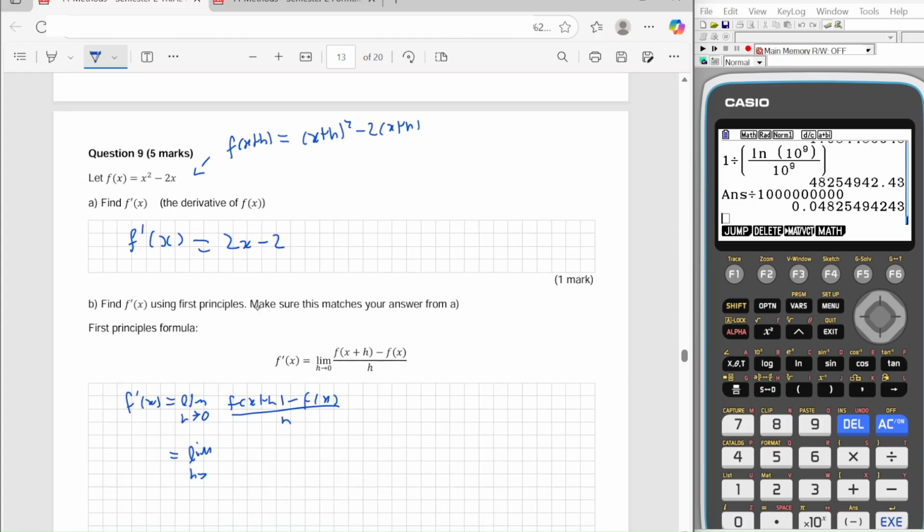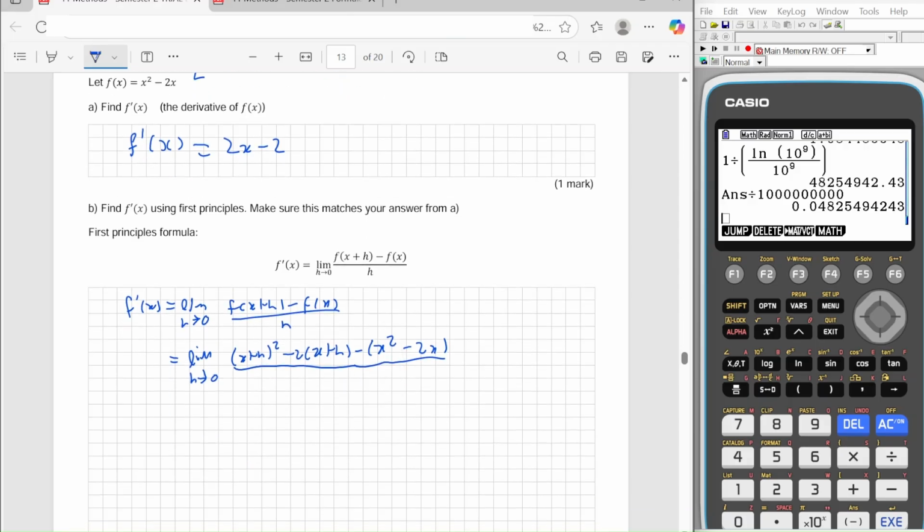So we're going to go limit as h goes to 0. x plus h squared, take 2 lots of x plus h, take x squared, take 2x. So take f of x itself. Make sure you do that last take in brackets. It's very easy to miss that minus sign accidentally. Limit as h goes to 0, so we're going to expand out the top. So that would be x squared plus 2xh plus h squared, take 2x, take 2h, take x squared plus 2x, just like that, all over h.